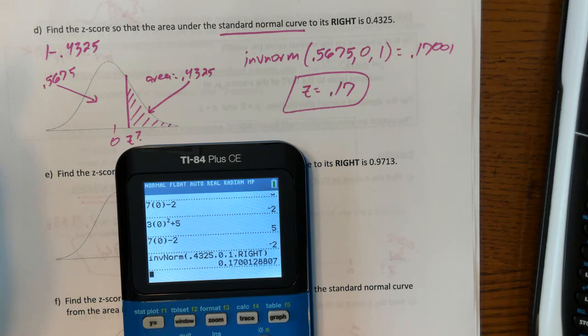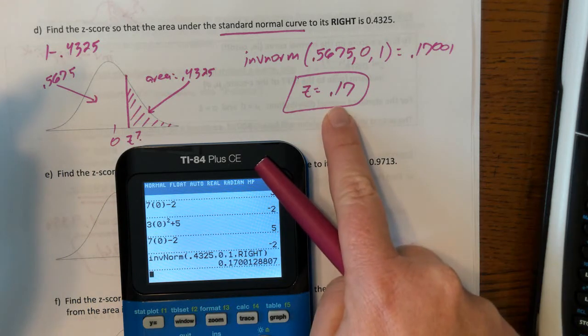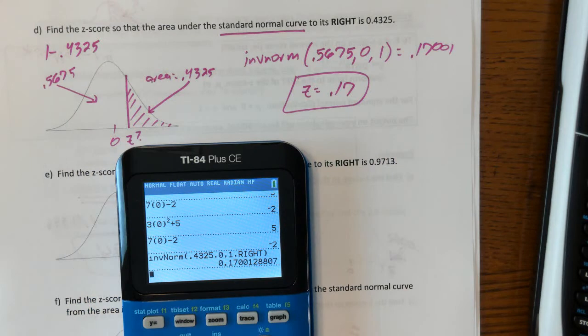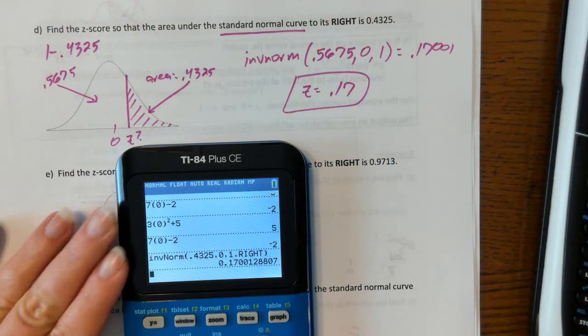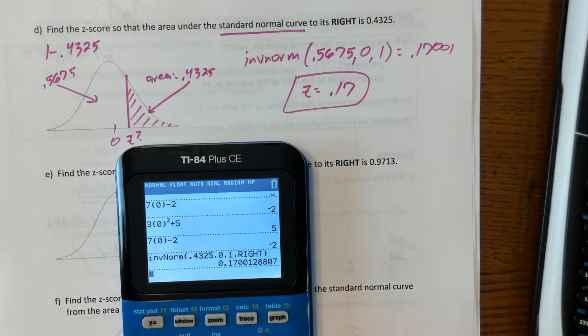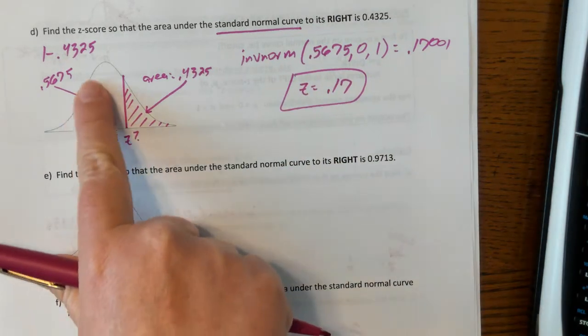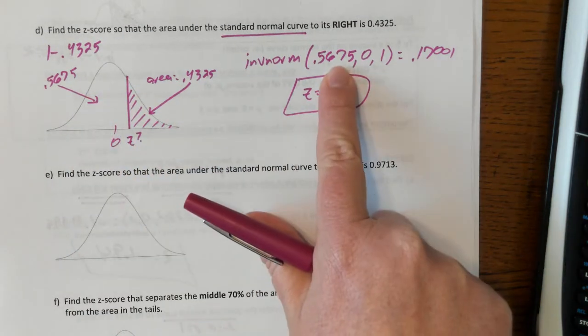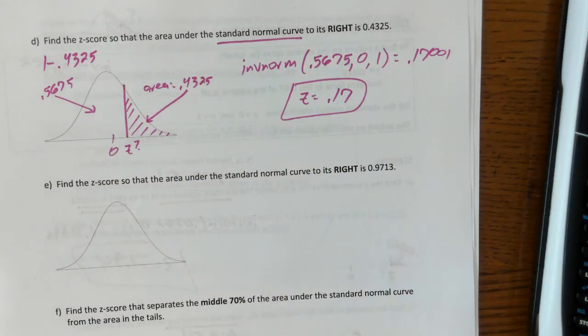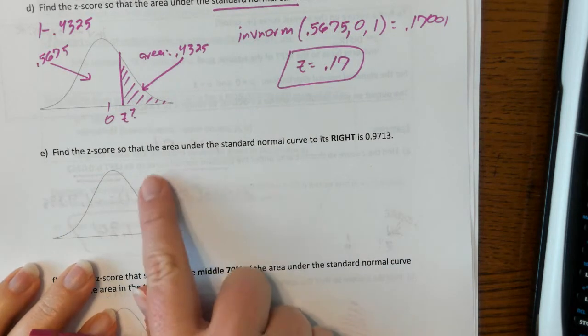And then when you type that in, you would get the same z-score of 0.17. So if you have a newer 84 that prompts you left, right, or center, that's fine, okay? But most of us don't have that, and so we always have to give the area on the left, so we had to tell it 0.5675. Okay, example E, find the z-score.